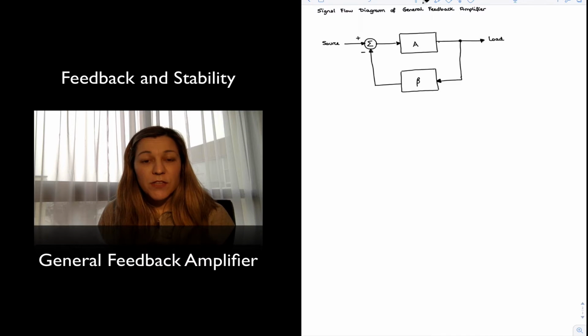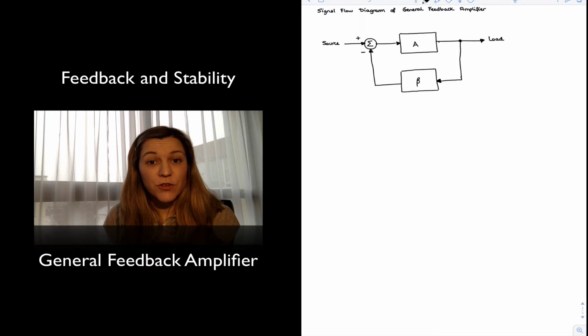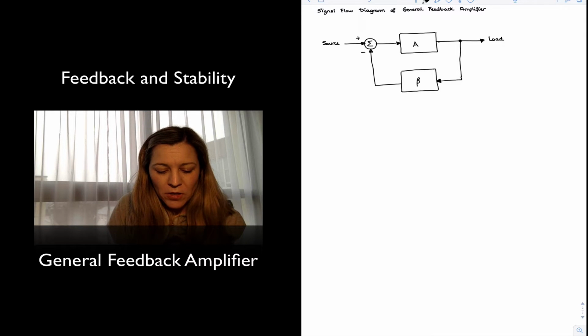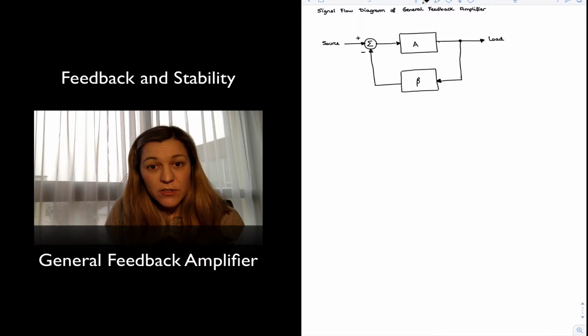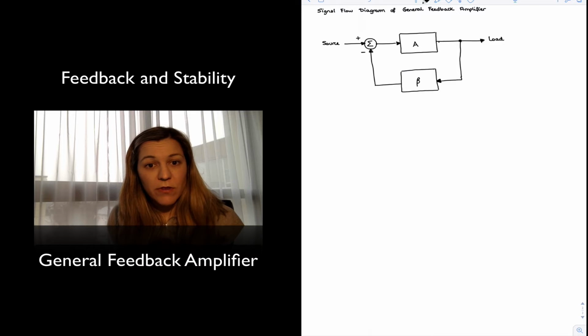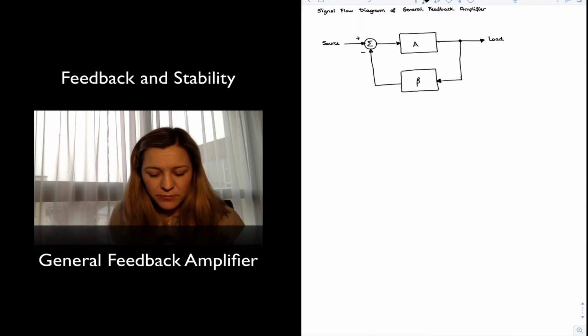Hello. In this video, we are going to take a look at the general structure of feedback systems, as well as become familiar with some of the terminology pertaining to feedback systems. I have drawn a generic signal flow diagram of a feedback amplifier.